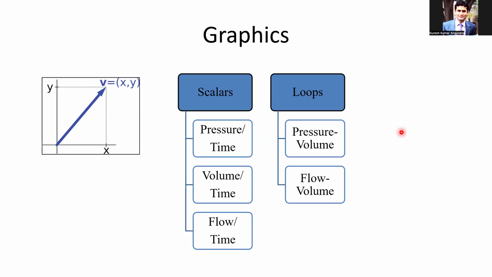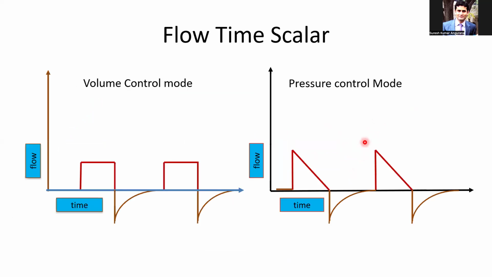So graphics are basically a graphical display of parameters. These are divided into scalars and loops. Scalars are of 2 types: pressure time scalar and flow time scalar. So parameters are plotted against time. And we have 2 types of loops: pressure volume loops and flow volume loops. We call them loops because these 2 parameters are plotted against each other, and the point where inspiration starts is the same point where expiration ends. They form a loop. So this is the reason why they are called loops.